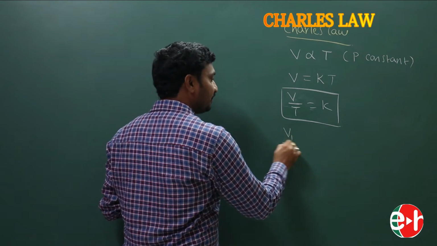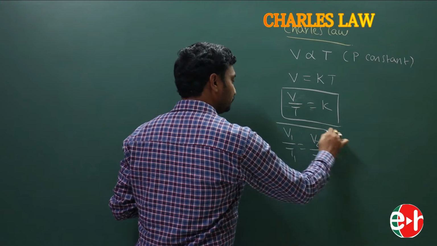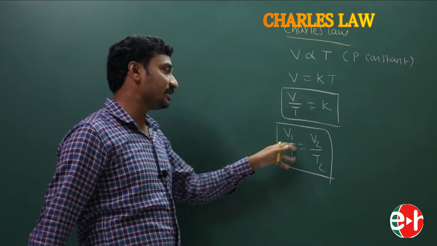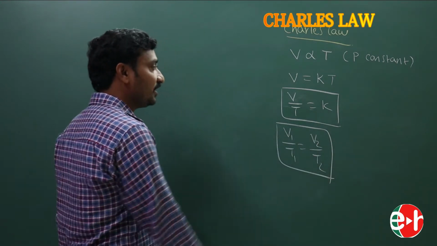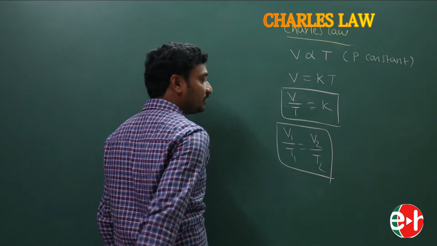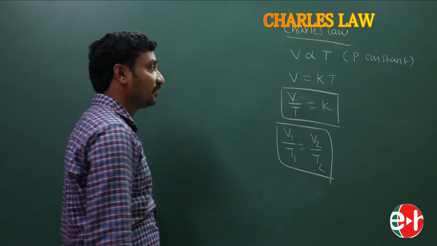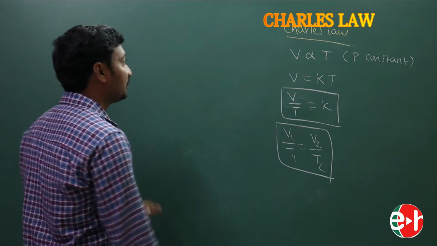That means V1 by T1 is equal to V2 by T2, or V2 by T2 is equal to V3 by T3, V4 by T4, like that. Finally V by T is equal to constant and V1 by T1 is equal to V2 by T2. So this is Charles law. Let us discuss different graphs in Charles law.